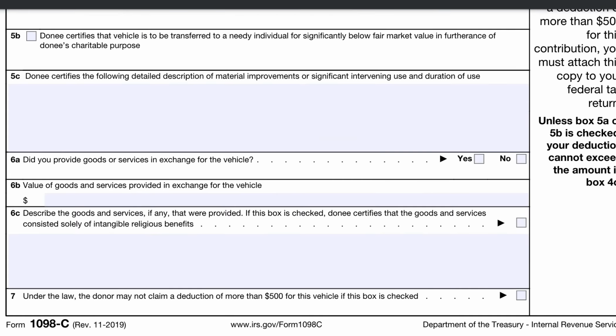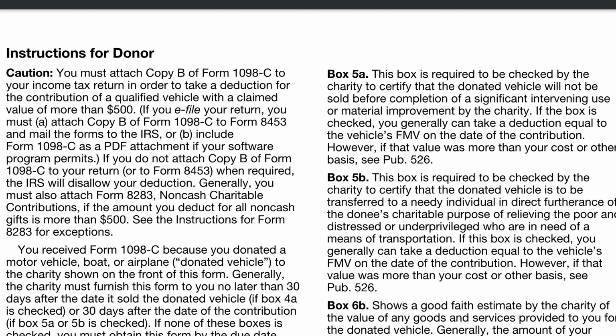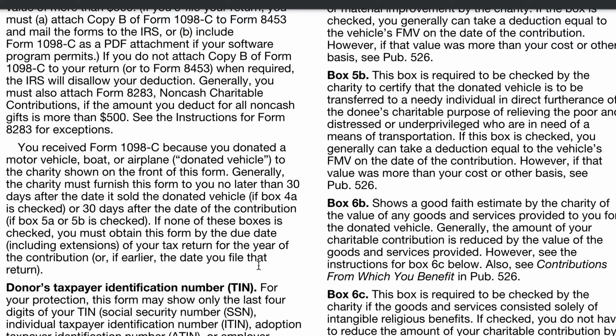Usually by January of the tax year, although there may be certain deadlines. The charity is supposed to furnish this form to you no later than 30 days after the date that they sold the vehicle, if box 4A is checked, or 30 days after the date of the contribution. If none of those is checked, then you're going to need to have this tax form by the due date of your tax return for the year of the contribution.